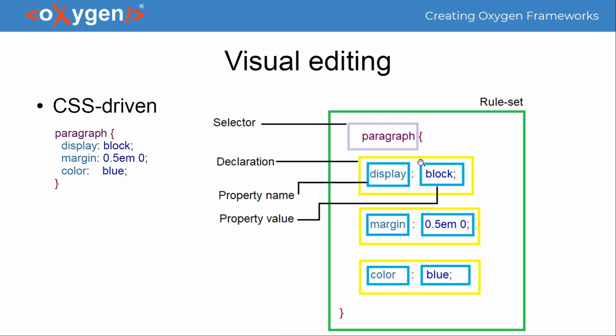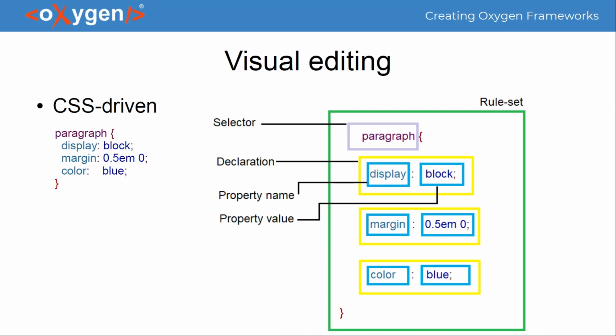Next, there are a number of declarations, these yellow rectangles. A declaration is composed in pairs, property name, property values. So I can say that the paragraph should be a block, displayed as a block. It should have a margin and maybe also a foreground color. So this is all that you need to write in order to make Oxygen present the paragraph as a block with some margin and a blue color.